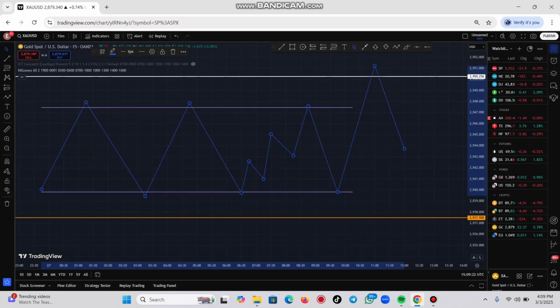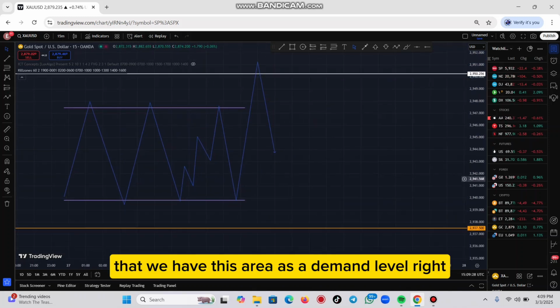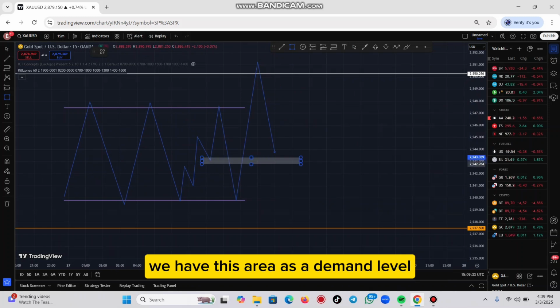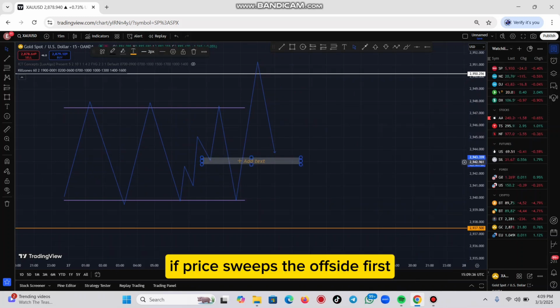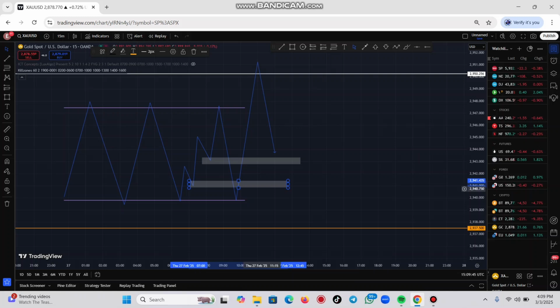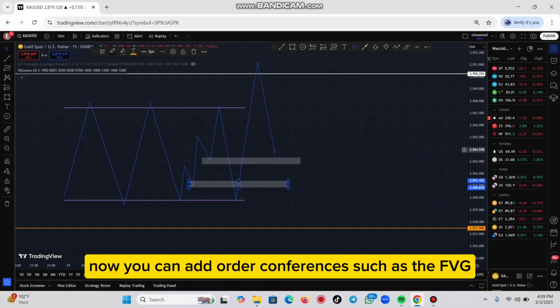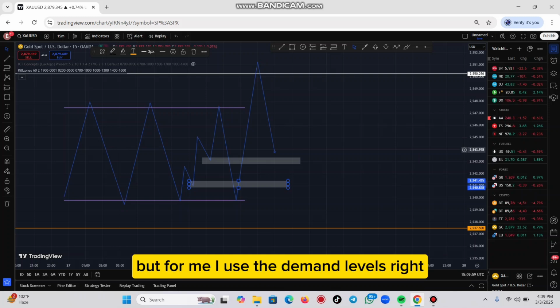As soon as price gets back into the zone, you would agree with me that we have this area as a demand level. If price sweeps the upside first, then we are looking to place our orders at any possible demand level. We have this particular demand level, price pushed to the upside, and this particular demand level, price pushed to the upside. You can add other confluences such as the FVG, but for me I use the demand levels.